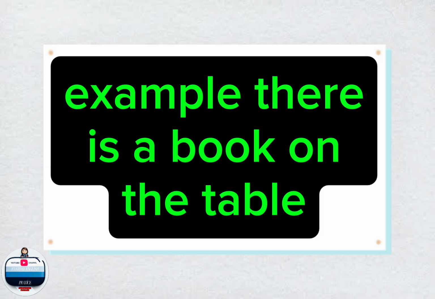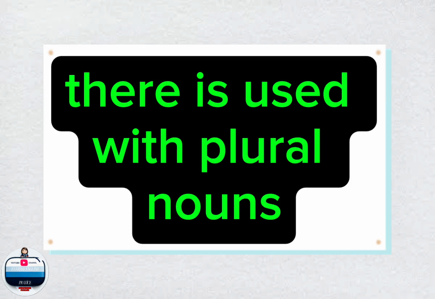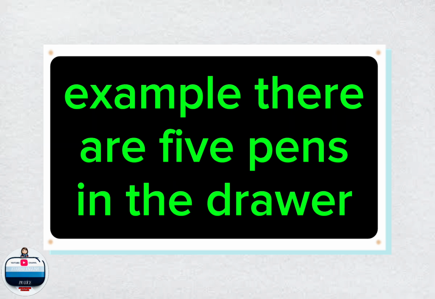Example: there is a book on the table. Example: there is a pen on the desk. There are is used with plural nouns. Example: there are many books on the shelf. Example: there are 5 pens in the drawer.